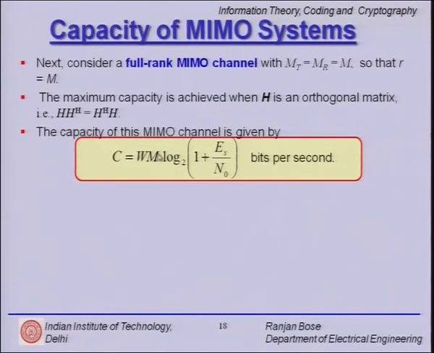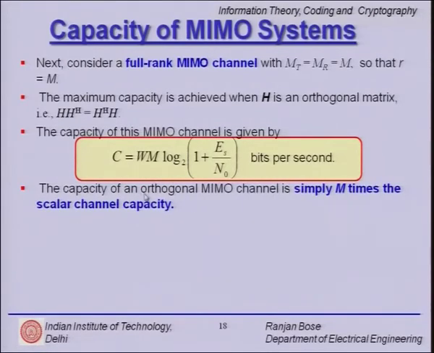Okay. So, I have got M scalar data pipes, and so capacity is simply the sum of these M scalar capacities, which is nothing but M times W log to the base 2 (1 + Es/N0). This is the SNR. So, the capacity of an orthogonal MIMO channel. Why orthogonal? Because we have now started to talk about a MIMO channel in terms of its channel matrix H, and now we are only focused on the mathematical characteristics of this matrix H.